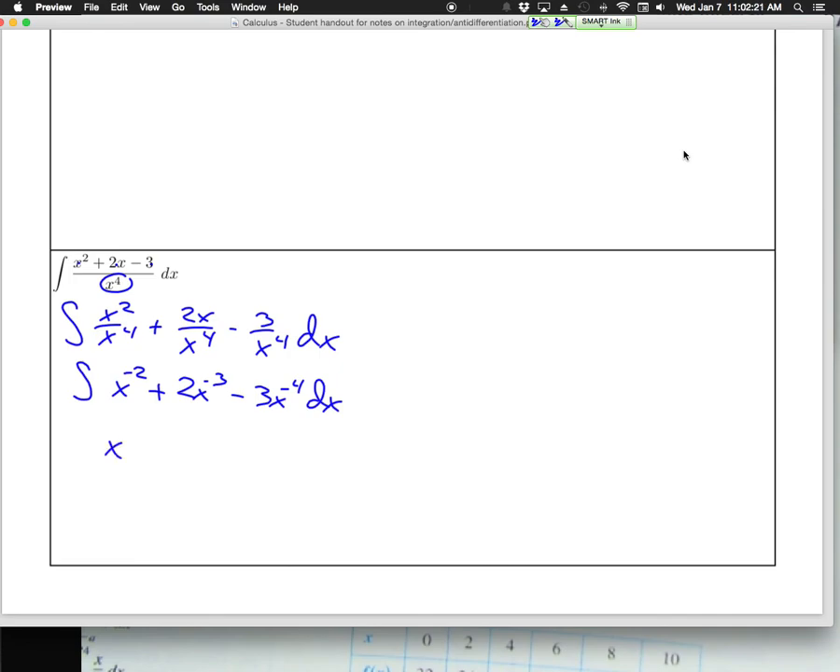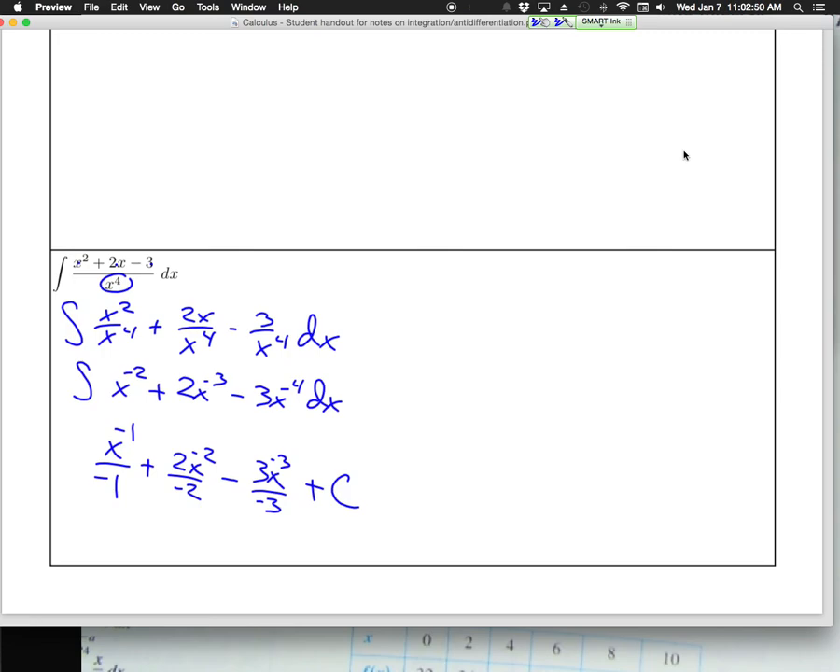So what's my new exponent on x to the negative 2? Negative 1. And divide by the negative 1. My new exponent on the next one? Negative 2. Divide by the negative 2. The next one? Negative 3. Divide by the negative 3. Don't forget about the plus c.